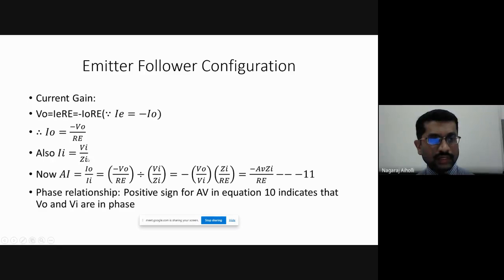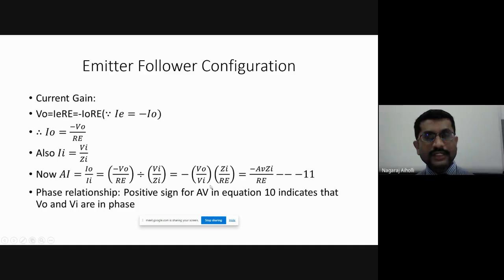Therefore, current gain is output current by input current. I0 is minus V0 by RE, and the input current II is VI by ZI. Divide them: minus V0 by RE, divided by VI by ZI. This division becomes cross multiplication. Denominator ZI comes to the numerator, and numerator VI goes to the denominator. Therefore, current gain is equal to minus V0 divided by VI into ZI divided by RE.